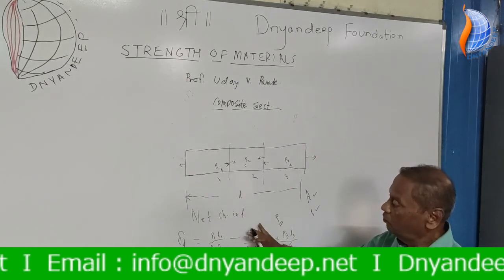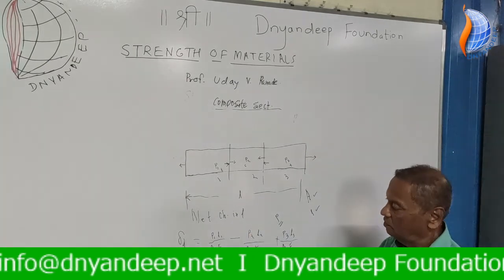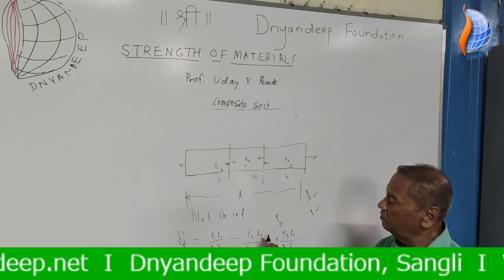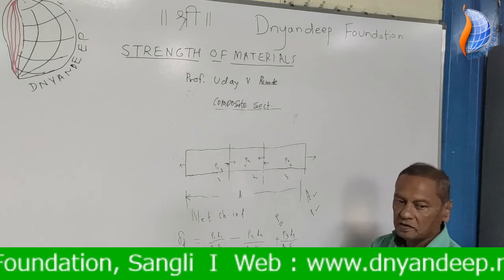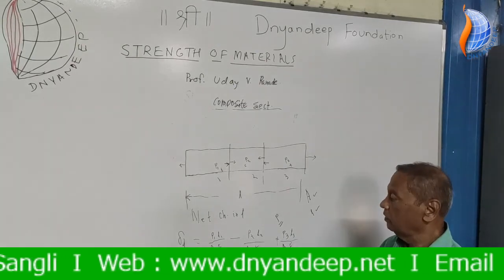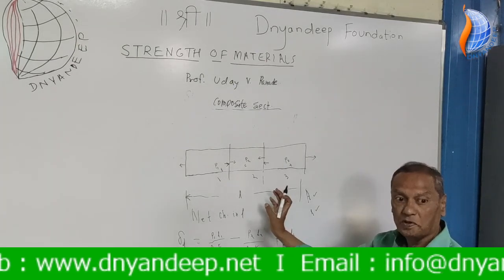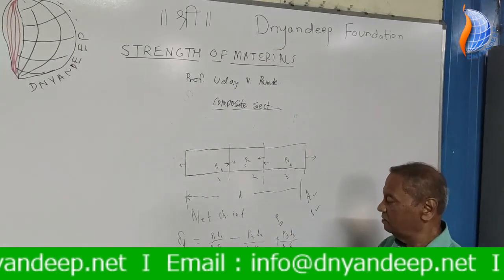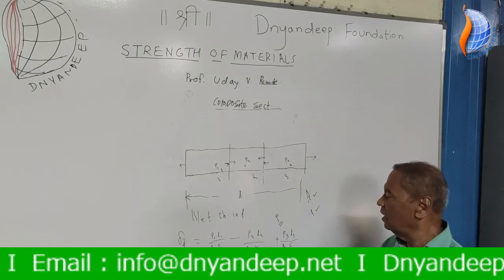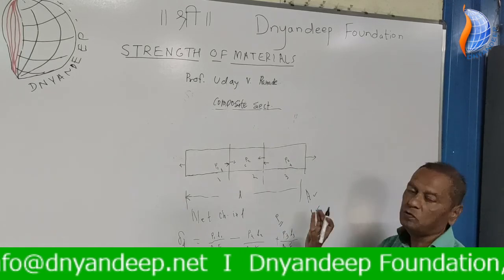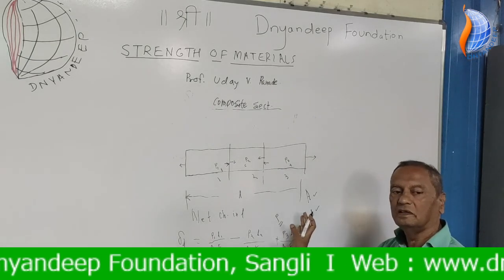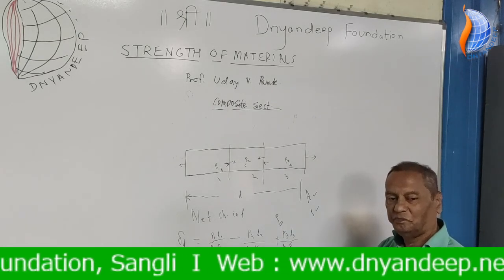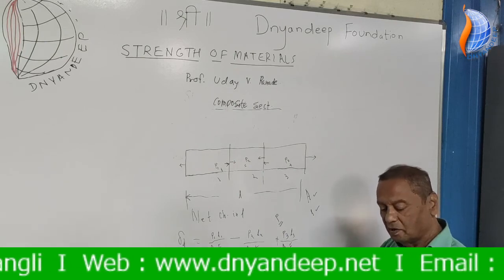So only for part 2 there is compressive force. Due to that, change in length will be negative. This is tensile, so P1 length will be plus; P2 is minus, because it is compressive. This is compressive force, and this is again tensile. Due to tensile force, length increases. Due to compressive force, length decreases. In numerical example, you will understand more.